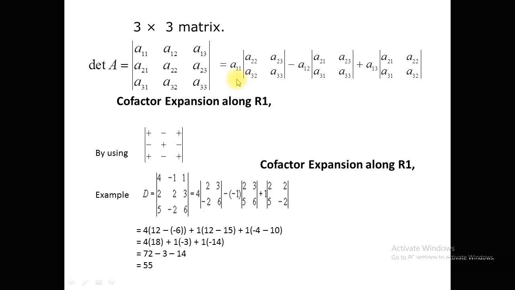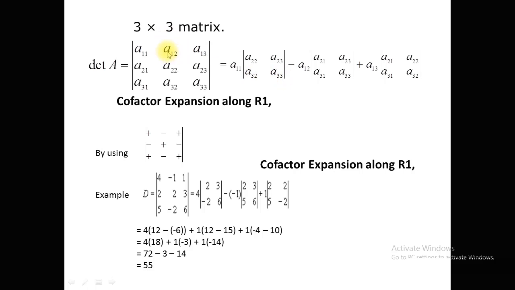Along R1 means, first of all, write the entry a11 here and then find the cofactor of a11. The first entry will be positive. Write a11 here and delete this first row and this first column, and this is again the minor matrix: a22, a23, a32 and a33.